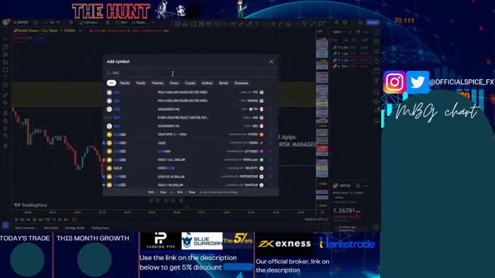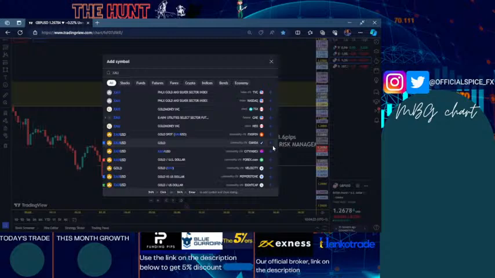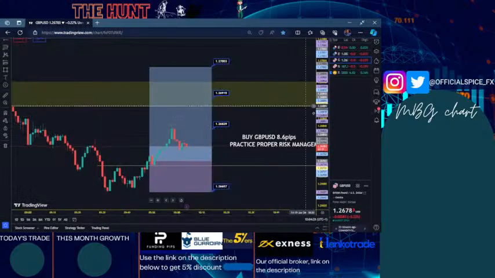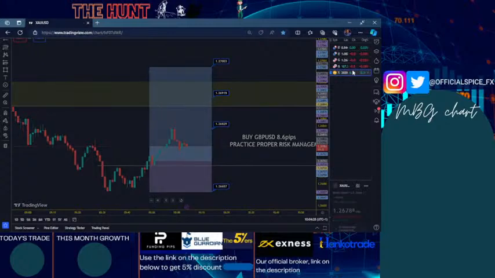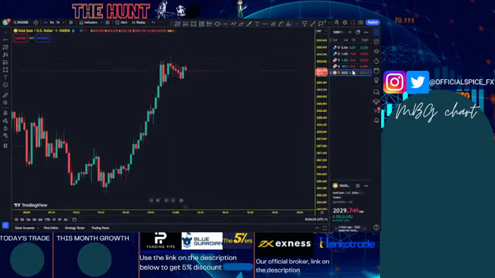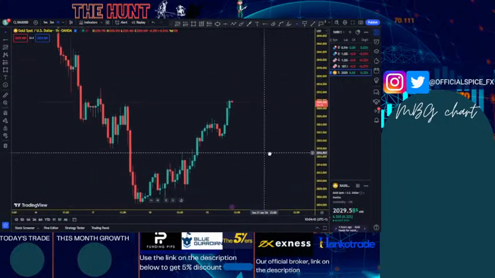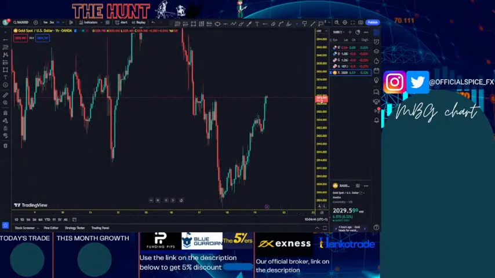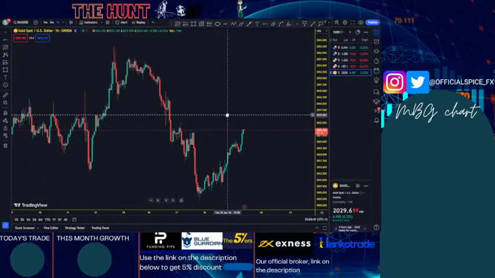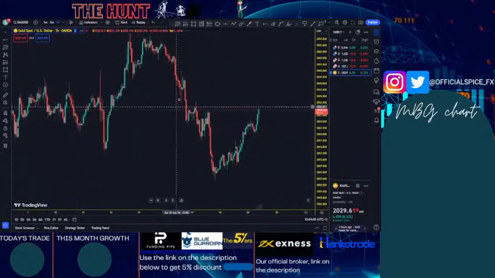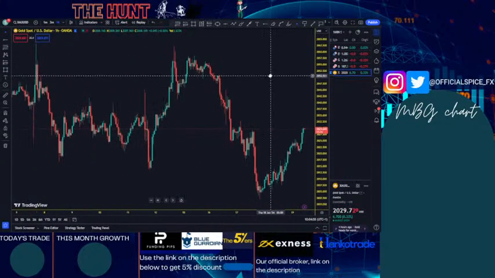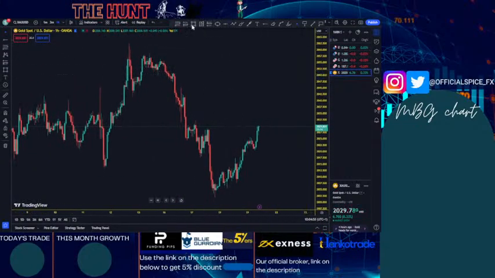XAU/USD. Based on the 1 hour, gold looks so bearish. It looks bearish right here because of this very big impulsive move. If I'm to trade gold, I'm just going to wait around here.